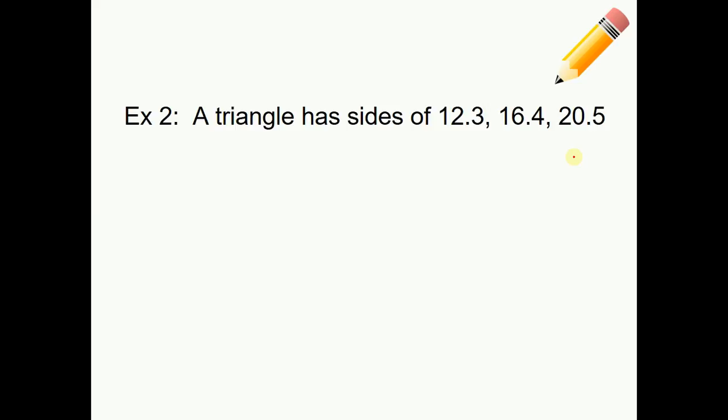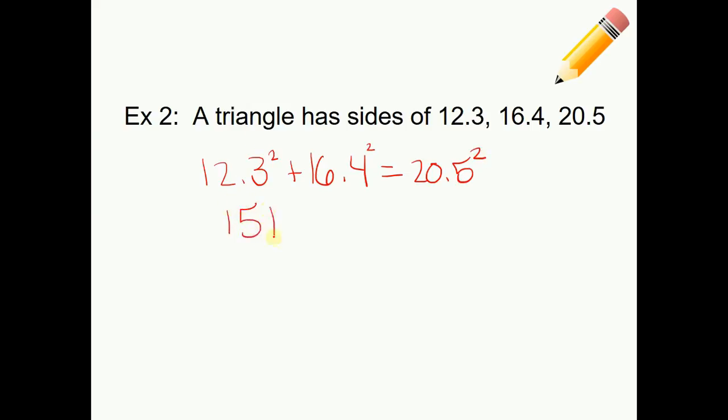Let's try another example. So I got sides of 12.3, 16.4, and 20.5. So let's go ahead and set up our Pythagorean theorem. Oops, forgot to square. All right, 12.3 squared is 151.29. I am going to keep decimal points. 16.4 squared, that is 268.96. And then 20.5 squared is 420.25. So I have squared all my sides.